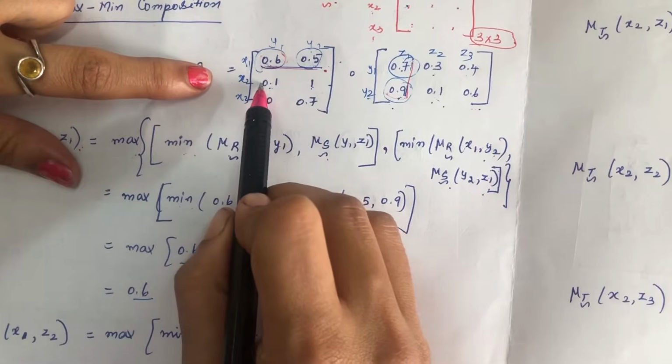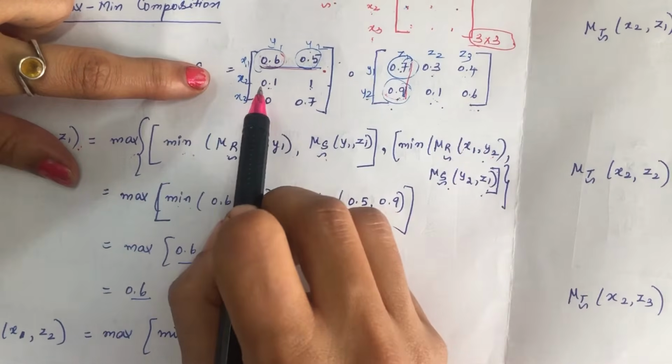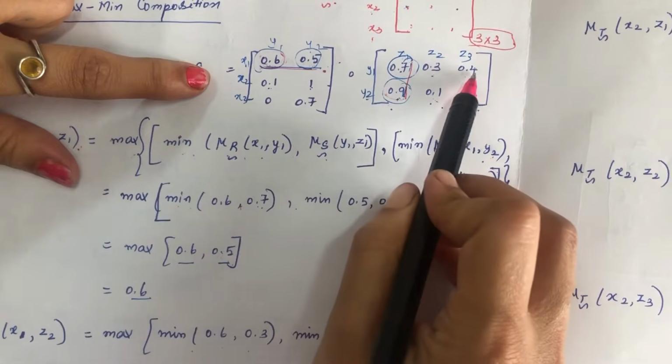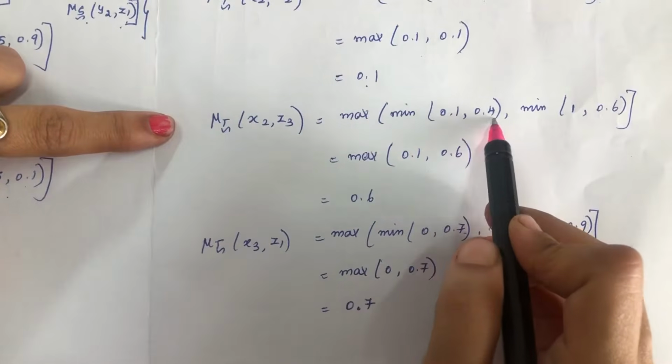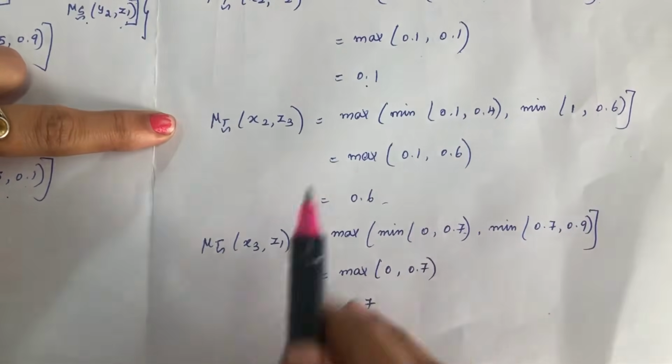Next we will find out x2 and z3. It is the second row and third column. So max of minimum of 0.1 comma 0.4 and minimum of 1 comma 0.6. So you are getting 0.6.